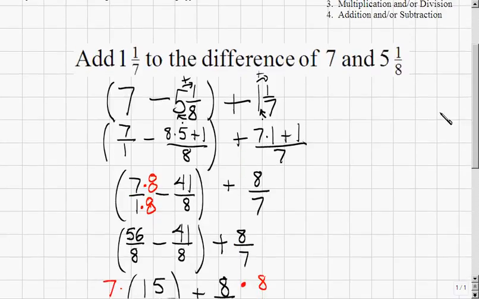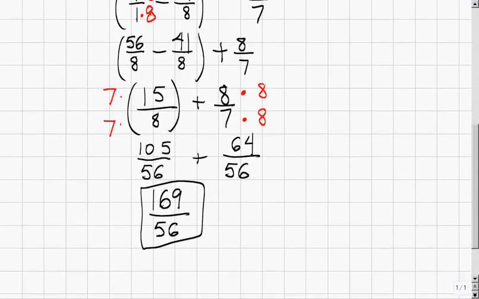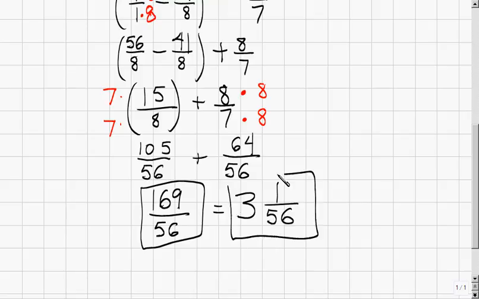However, the problem started off with mixed numbers. So we should probably write our answer as a mixed number as well. To convert it to a mixed number, we'll divide 56 into 169, and it goes in 3 whole times. 3 times 56 would be 168. From 169 that would leave a remainder of 1 out of what we were dividing by. So the final answer as a mixed number would be 3 and 1/56.